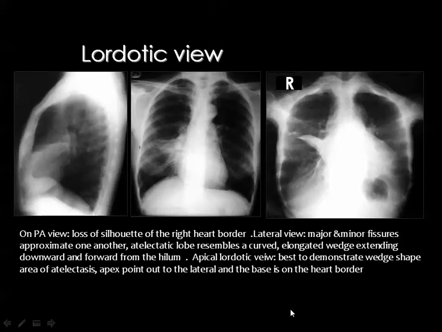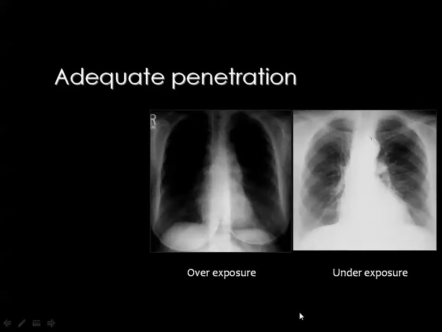Also, one of the values of the lordotic view is to augment the appearance of middle lobe lesions. Here this is the frontal chest X-ray, and you see an opacity in the middle lobe which is relatively projected anteriorly in the lateral view. The lordotic view clearly demonstrates the lesion in the middle lobe.